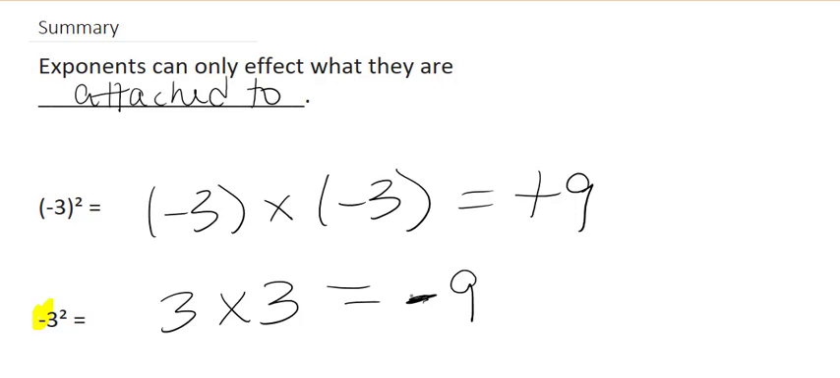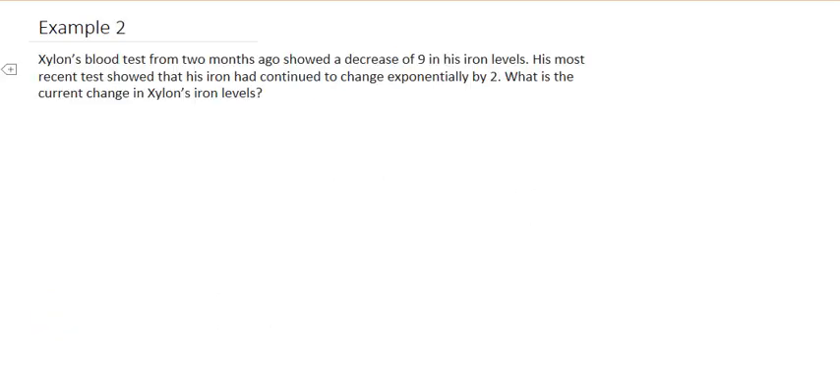So let's look at another blood test. Xylon's blood test from 2 months ago showed a decrease of 9 in his iron levels. His most recent test showed that his iron had continued to change exponentially by 2. What is the current change in Xylon's iron levels? So once again, we need to find the base number and the exponent. Our starting number is negative 9, and because there was a decrease of 9, now there is an exponential change of 2. Therefore, 2 is our exponent.